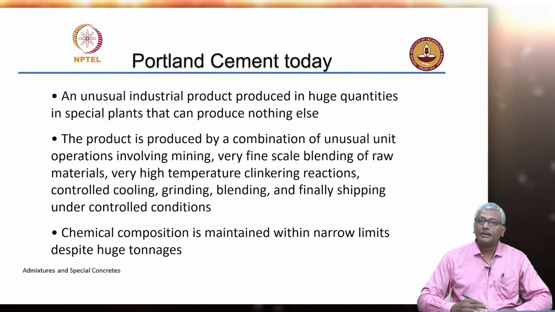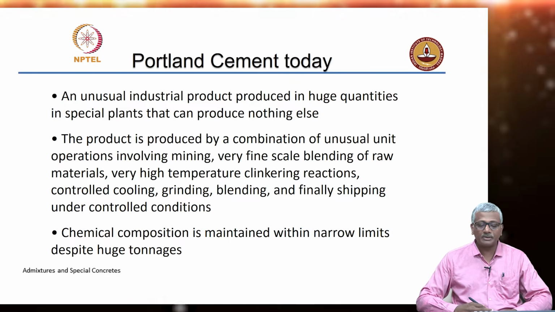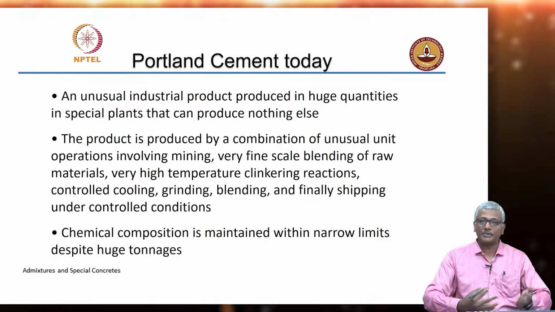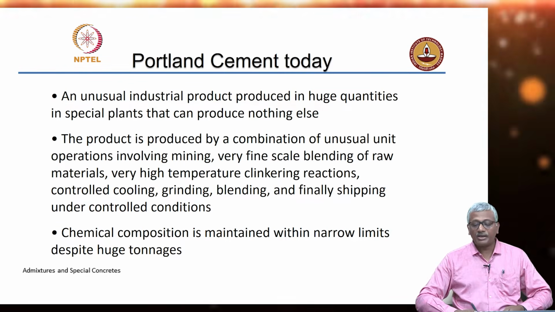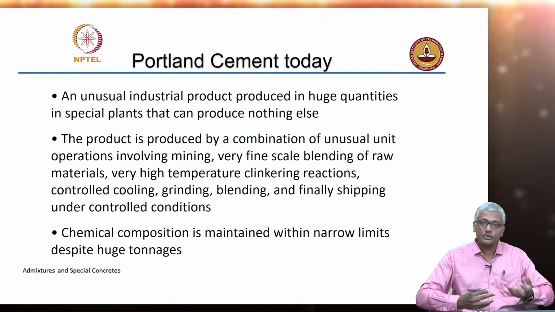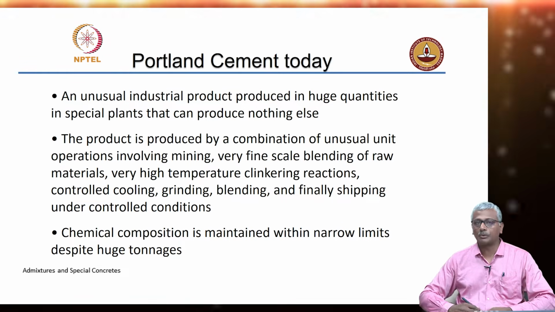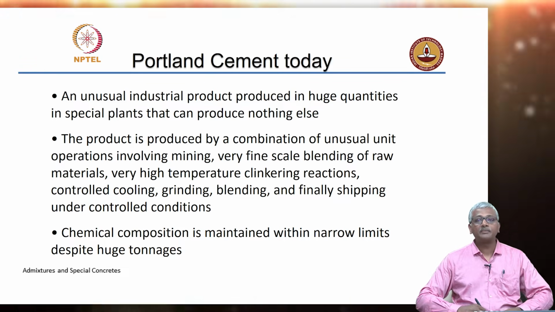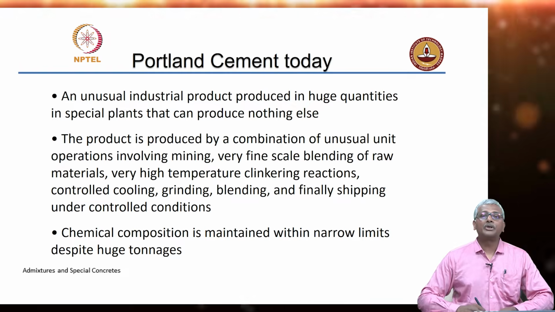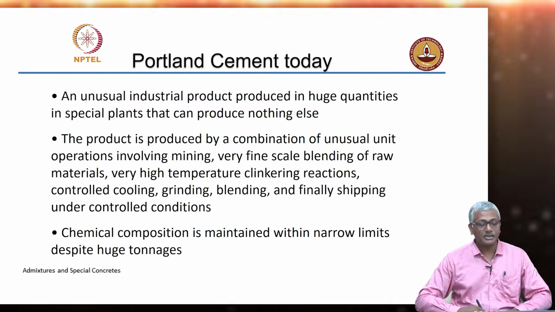Very interestingly, if you look at the overall production process of cement, it comes after a combination of unusual unit operations involving mining, so we are extracting from the earth, and very fine scale blending of raw materials, because all of the materials have to be blended or mixed together well enough so that they burn together in the kiln and form the kind of products that you want to see. Then very high temperature clinkering reactions, the reactions that take place inside the kiln, produce cement clinker. So all the reactions are called clinkering reactions.